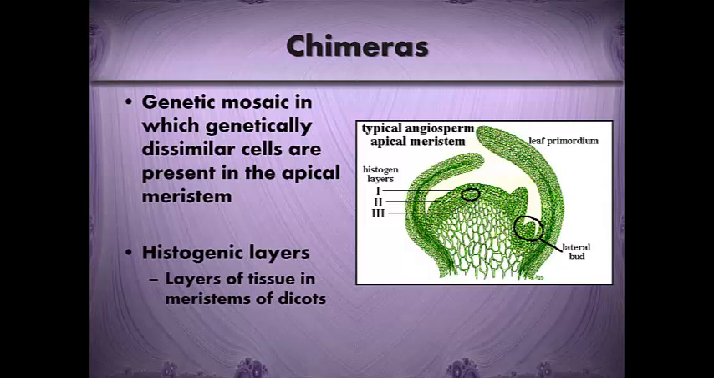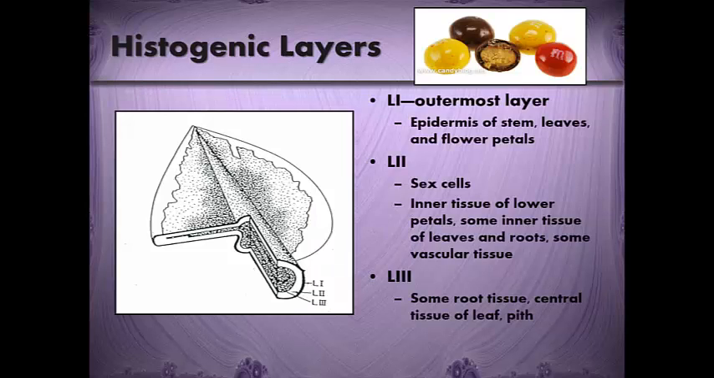Now, if you look at the picture here, this is a microscopic picture of a cross-section of a meristem. So you can see that looks a little bit like the cross-section of a bud. Well, actually, it is a cross-section of a bud. In that actively growing and dividing meristem, we have 3 layers, and we call them histogenic layers. They're just layers of tissue in the meristems of dicots. Monocots have a little bit of a different setup, but they also have histogenic layers. As the meristem actively grows and divides, these histogenic layers are going to develop into different types of tissue in the plant. So let's talk about what they develop into.